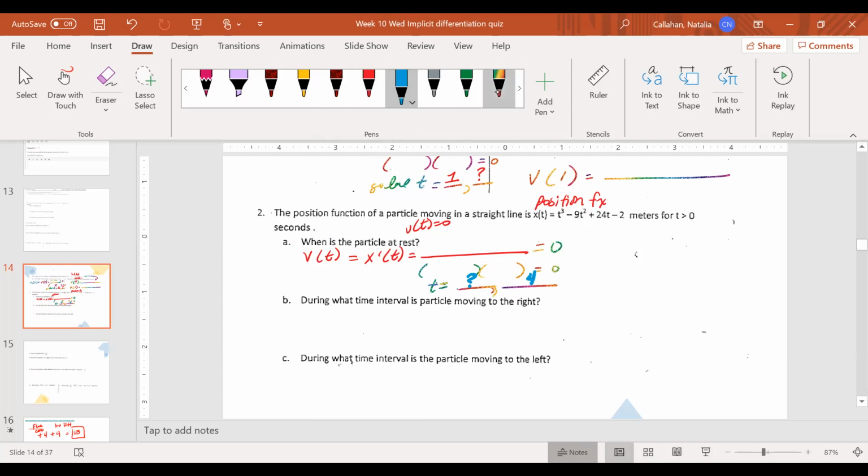B asks, during what time interval is the particle moving to the right? What it means is that you need to find where the slope is positive. Your vehicle is going to be moving to the right.